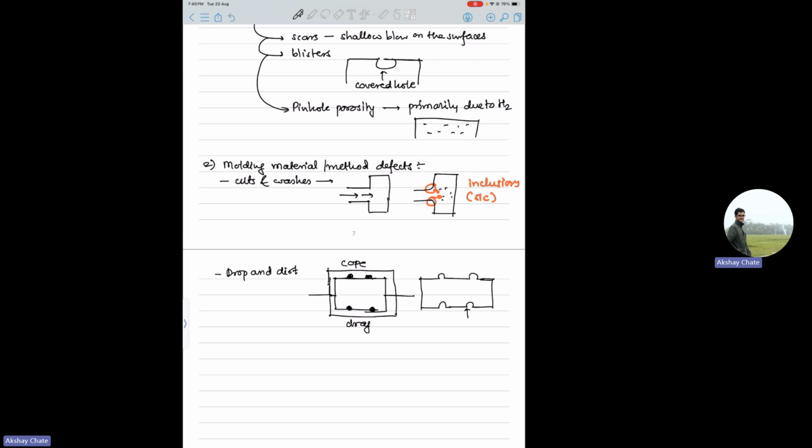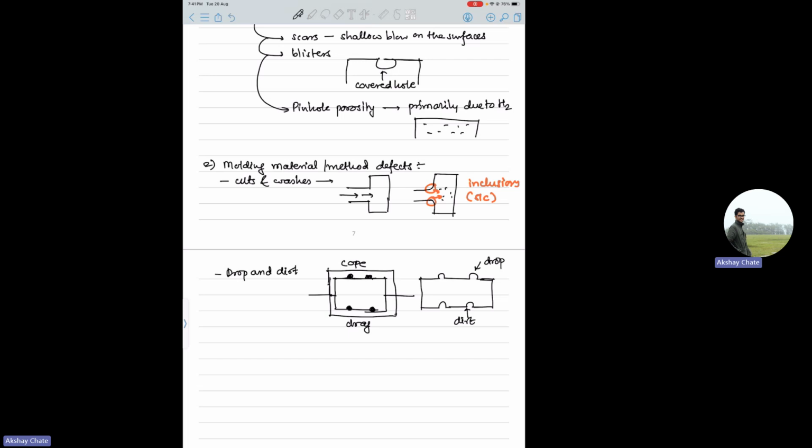So this is called dirt. This is called drop. These are some names. You should remember this is happening because of improper ramming or improper mold strength.